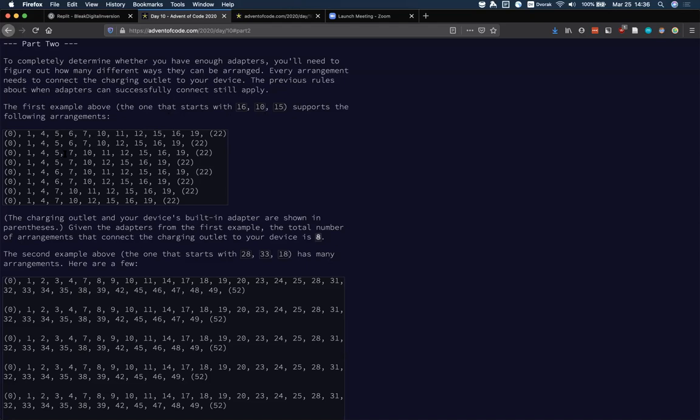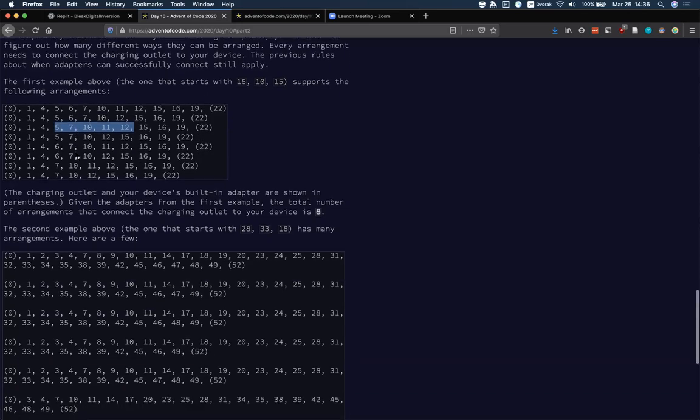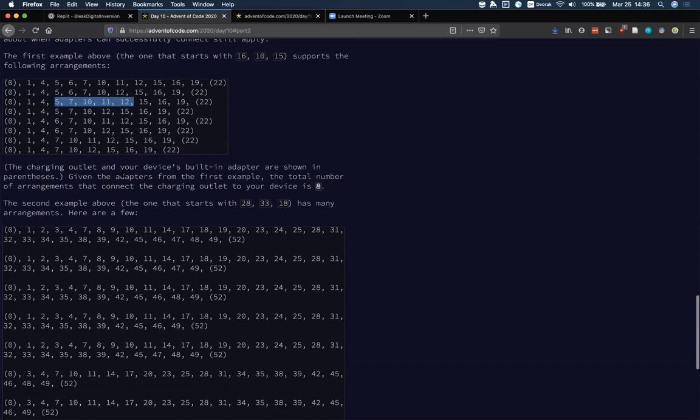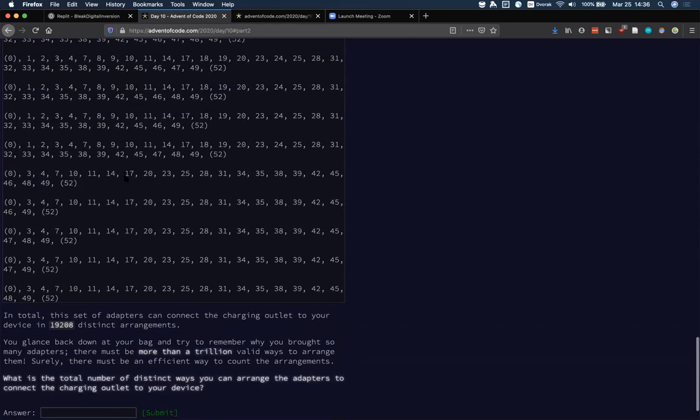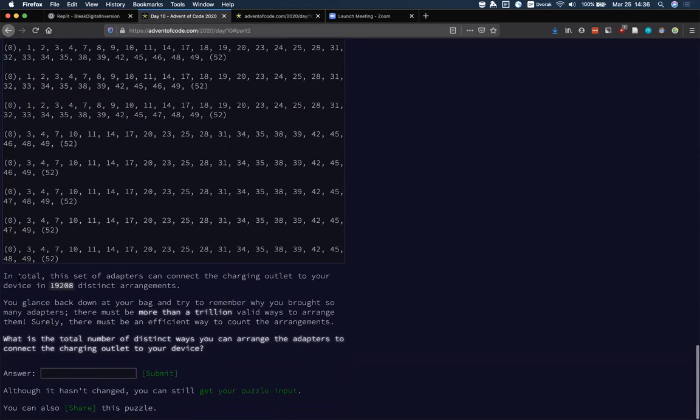Oh, like you don't always just, okay, so this one here, 6 is missing, right? Yeah. So you could have gone from 5 to 7. Ah, great. I see a graph coming. Okay, and the charging outlet and your device's built-in adapter are shown in parentheses. Okay, given the adapters from the first example, the total number of arrangements that connect the charging outlet to your device is 8. Mm-hmm. The second example has many arrangements. Here are a few. Yay. Oh God, there's 19,000 arrangements.